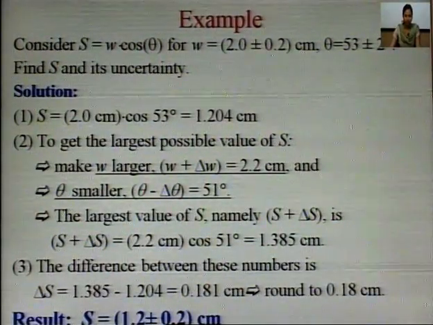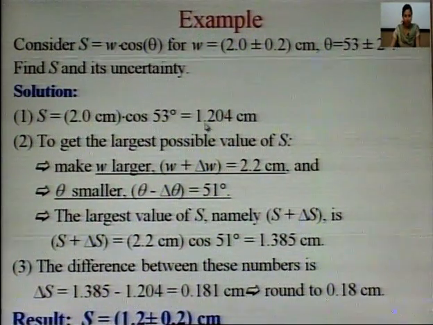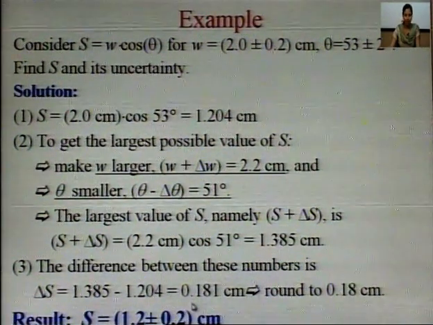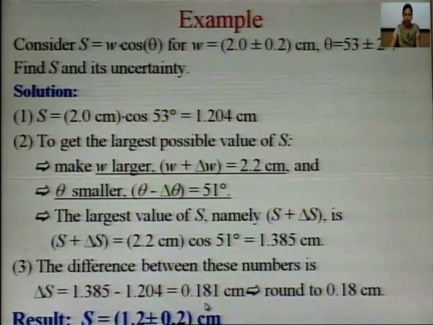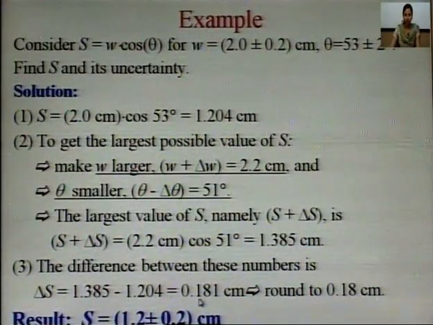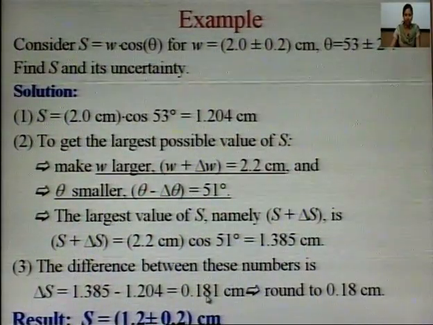So its result is S is equal to 1.2 plus minus 0.2. If we round off this, instead of 1 we will get 2 here because this digit is greater than 5.